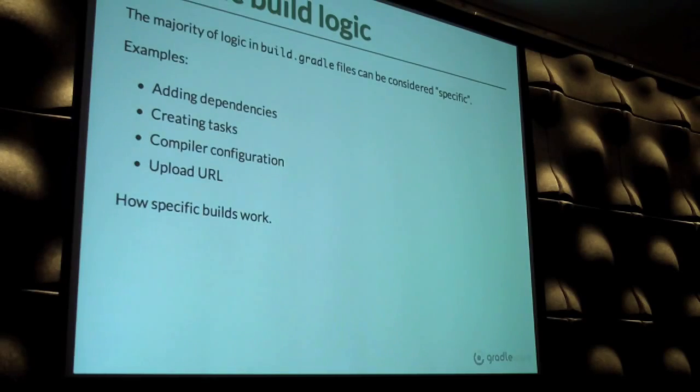So specific build logic. More or less anything that you have in your build.gradle we could think about as being specific build logic. So adding dependencies, these are the particular dependencies I use in this project. Manually creating tasks, these are the tasks I use, etc. Just intimate details about how that specific build works. So we need to think about, what does it mean to test this stuff? How do we know this is working?